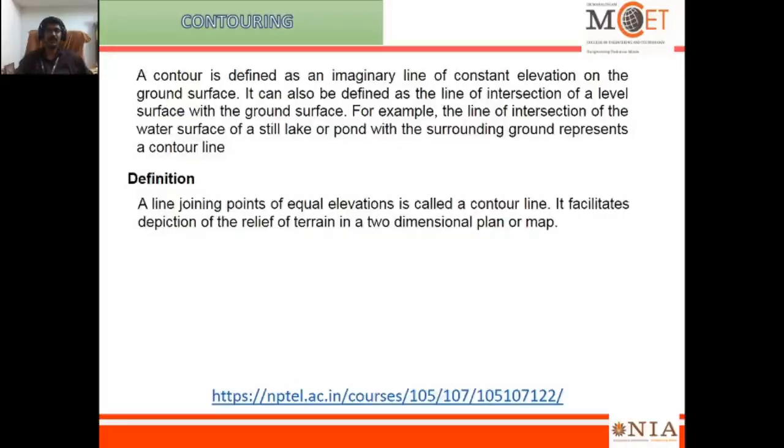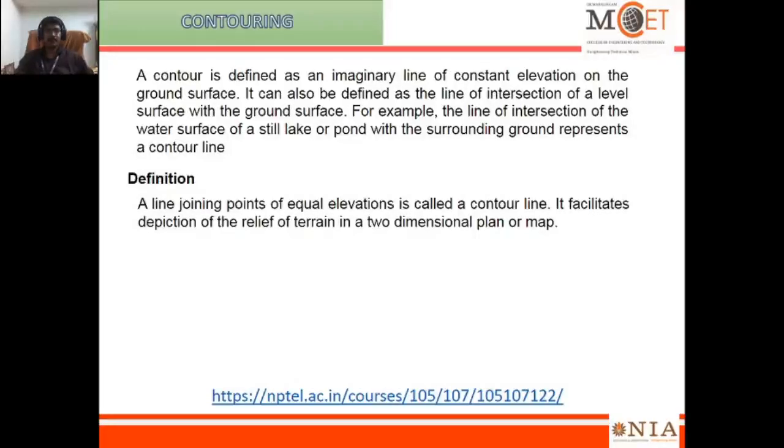Again, we are repeating the definition. From here onwards, the slides which you are going to see use mostly images from the NPTEL website, so I have shared that reference here. You can also use that website for your reference, right? NPTEL belongs to the IITs.